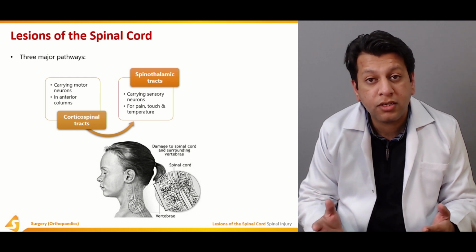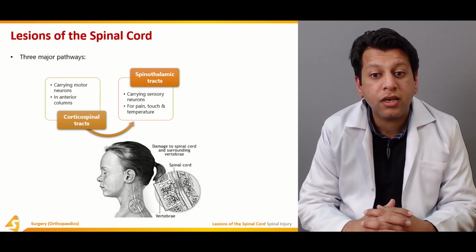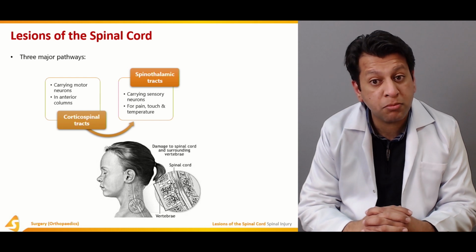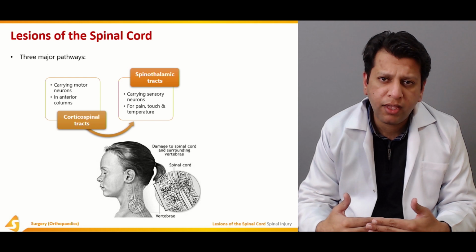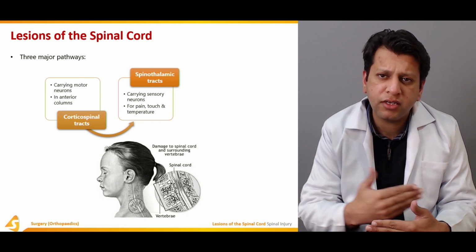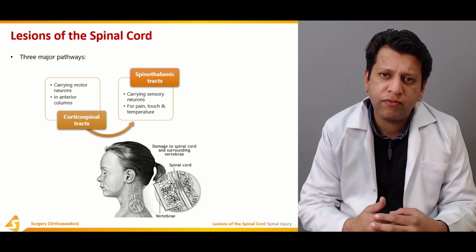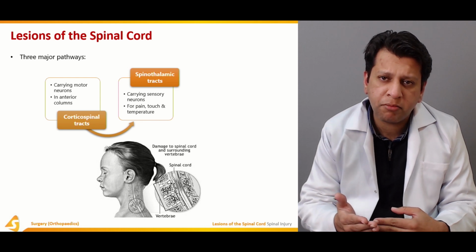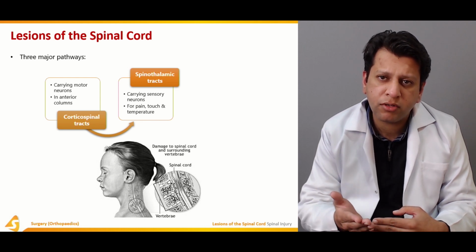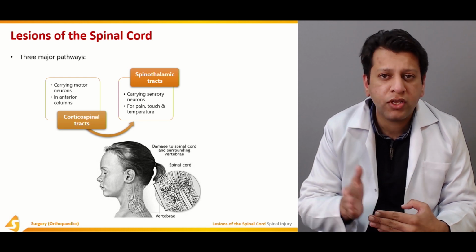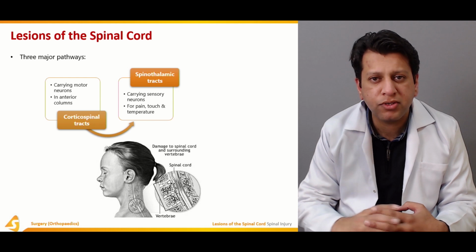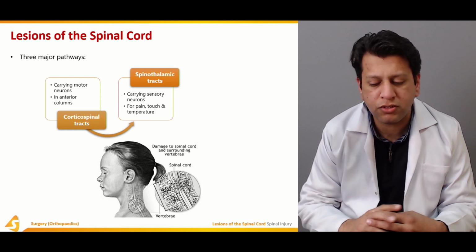This is also a sensory tract. It carries pain, touch, and temperature. But the important point is that, as it comes in, it decussates to the other side. So if for any reason this tract is damaged at this point, it will cause loss of pain, touch, and temperature not on this side, but rather on the contralateral side. And that is something we will see when we are dealing with Brown-Sequard syndrome.